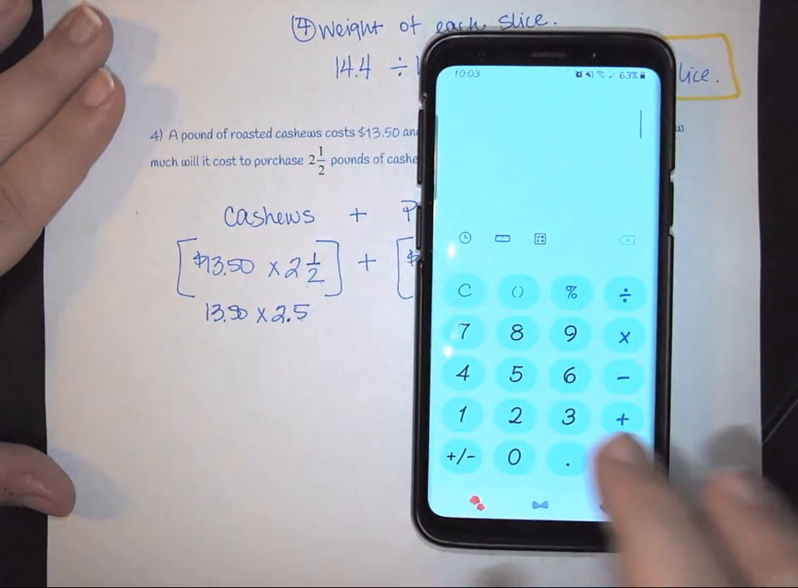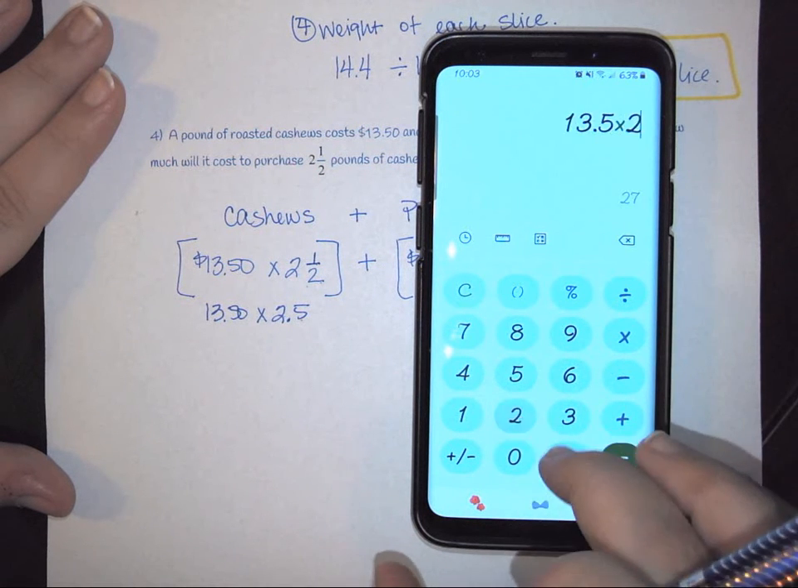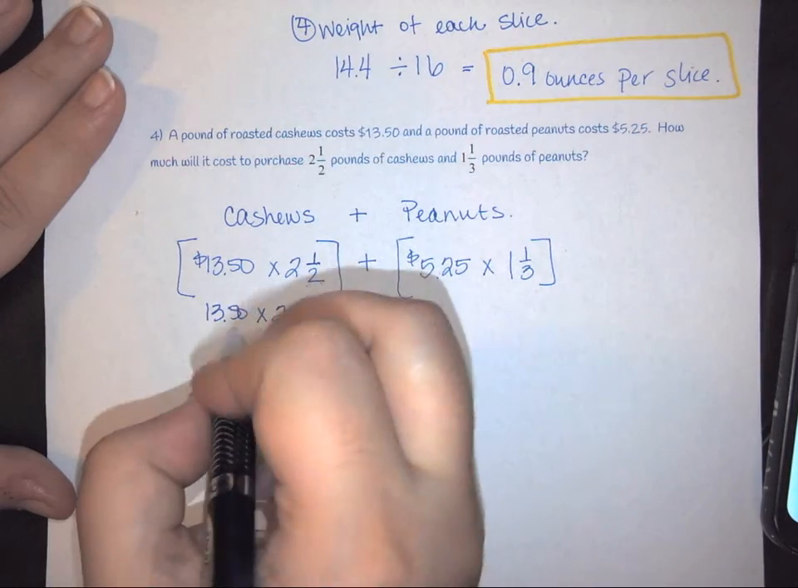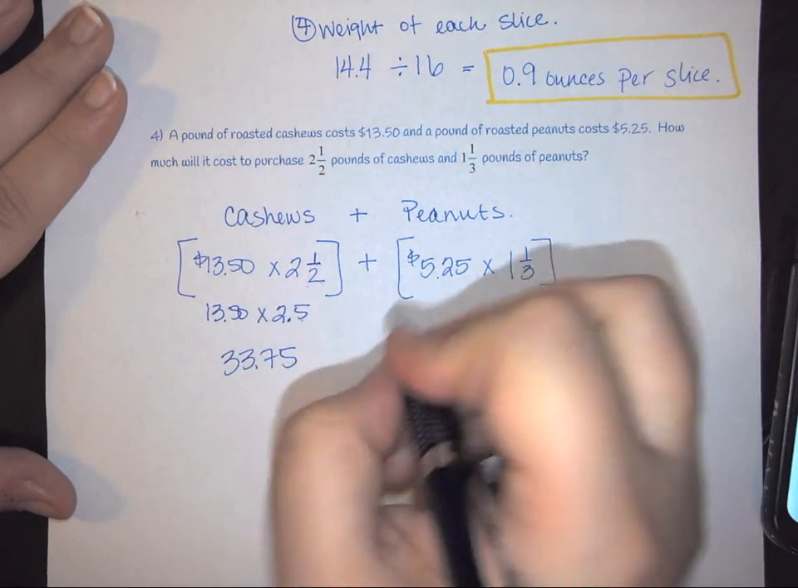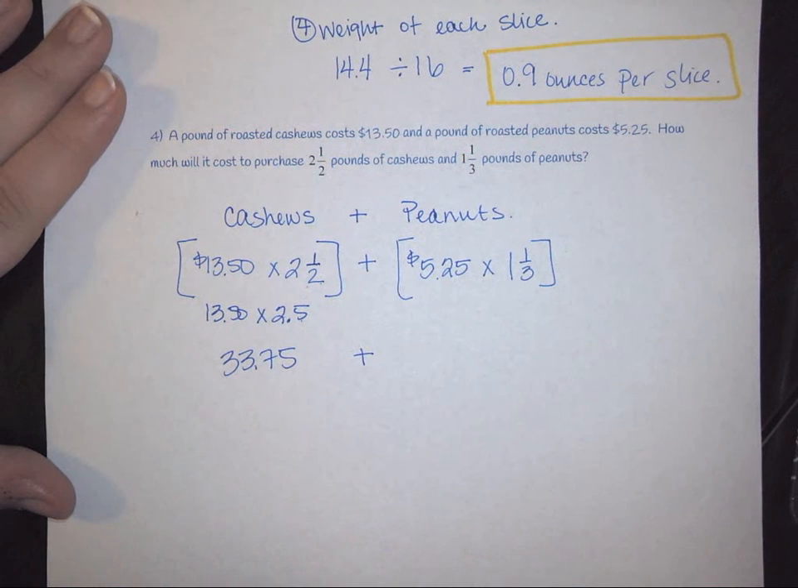So here I've got 13.5 times 2.5. It's going to give me 33.75. So here this is 33.75. I need to remember to add it to my peanuts, but I also need to do my peanuts.